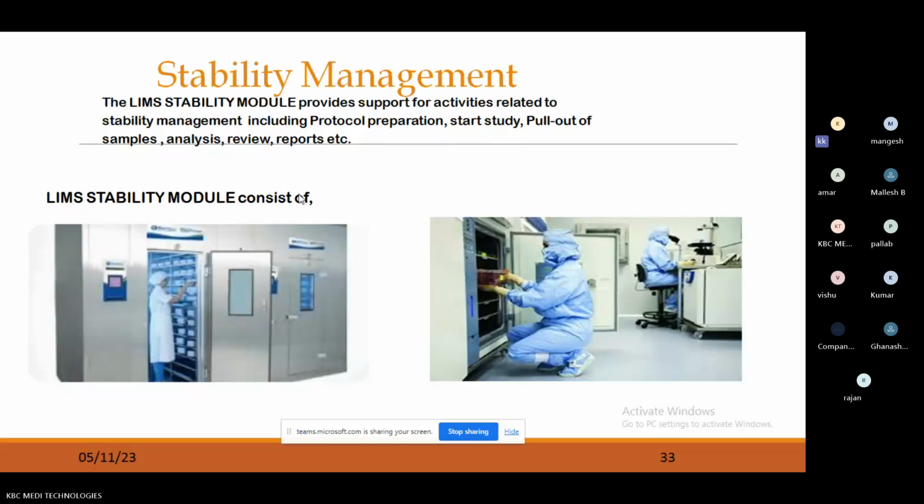For example, after loading the samples, if you change manually, the system can't do anything. If you want to change through the system, the system will ask for an audit reason. If you are going to move from one chamber to a different chamber, all of this the system will control.